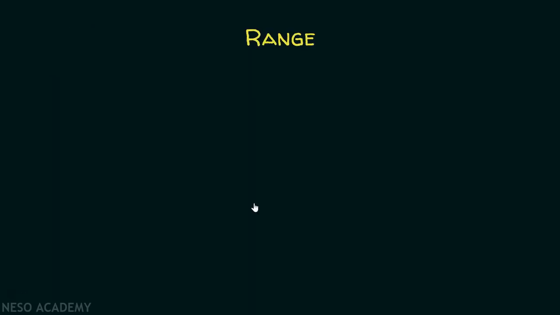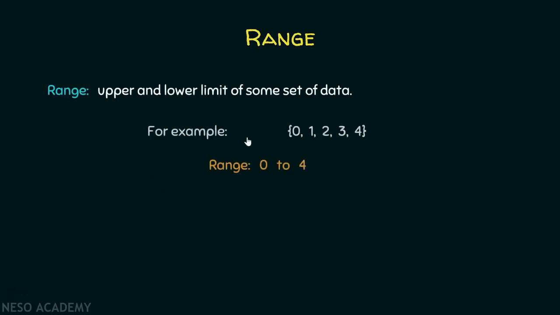Now let's define range. Range is nothing but the upper and lower limit of some set of data. For example, here you can see this set consists of some values 0, 1, 2, 3, and 4. If you want to determine the range of this set of data, then you have to determine the minimum value as well as the maximum value. Here you can see the minimum value is 0 and the maximum value is equal to 4. Therefore, the range is from 0 to 4.